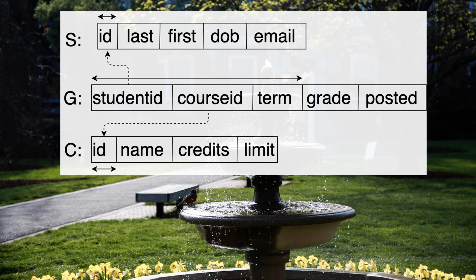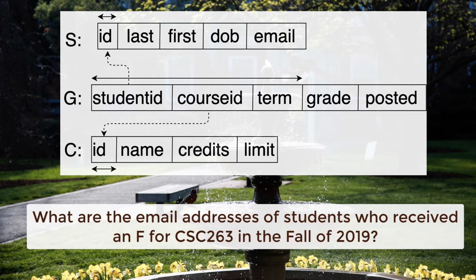Now, as interesting as this schema is, there are some limitations to it. For example, if we're asking the question, what are the email addresses of students who received an F for CSC 263 in the fall of 2019, we currently do not have the ability to answer that question by creating a single SQL query. In this video, we'll explore several different ways by which we can do that.